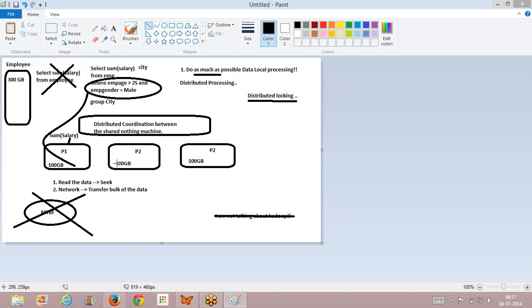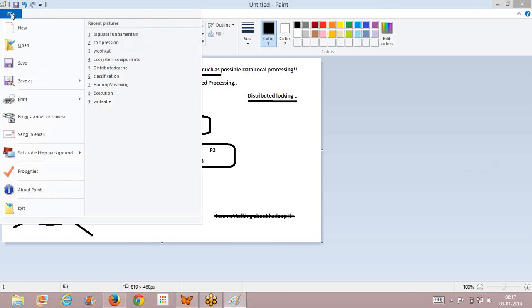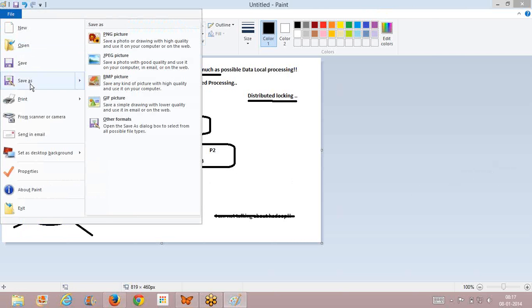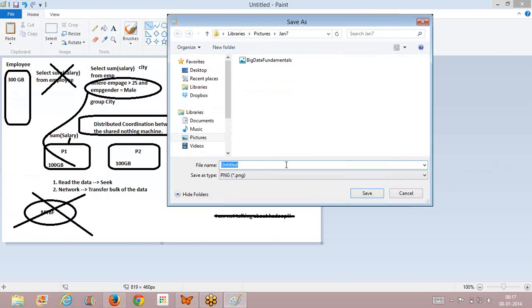So only worry about this: a distributed shared nothing architecture enables you to do as much data local processing as possible, and pushing it down as much as possible. Okay, so Partha had a question that variety is also a big data problem. So let's go to the variety problem that is coming up next. Okay, so this is the shared nothing architecture concept.